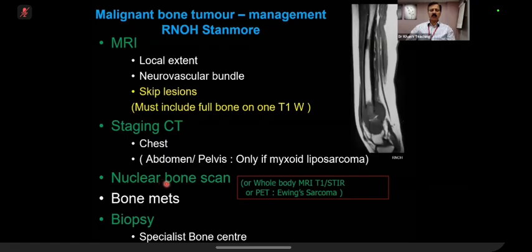Now things are changing, and some of the centers are using whole body MR. In whole body MR, they do a T1 and a STIR sequence. And now a lot of work is also coming up with diffusion weighted scan. So instead of bone scan, you can do this. And for Ewing sarcoma, PET scan is usually advised. And biopsy will always be at the specialist bone center. This is a key thing to remember for your exam.